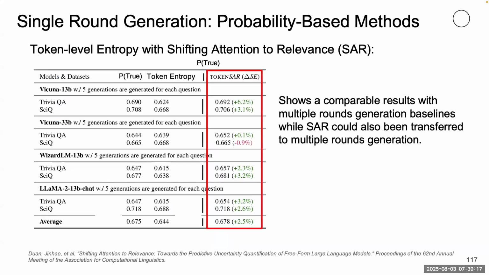They compare this with the original token entropy and found that it performs better. I think the reported metric here is AUROC, where higher is better. So token level entropy with SAR shows very comparable improvements over multiple rounds of generation baselines. Then they also compare with P2. Remember, P2 is just asking the language model to explain or estimate its confidence by itself.